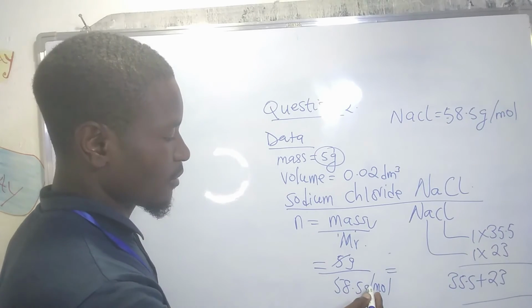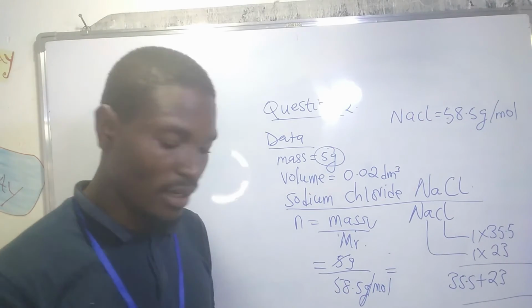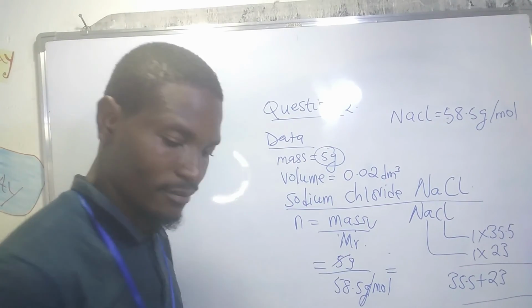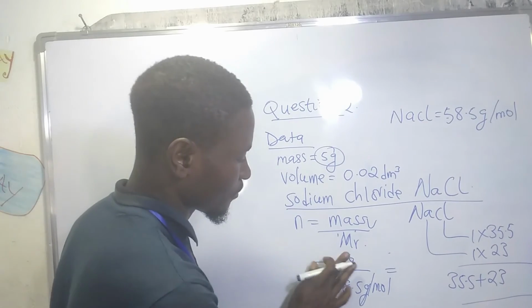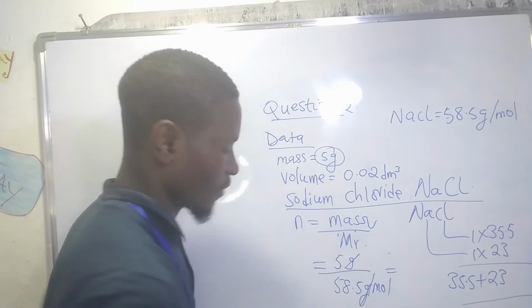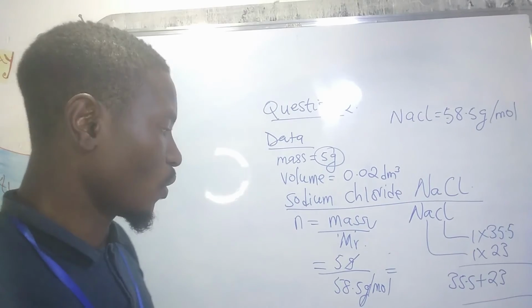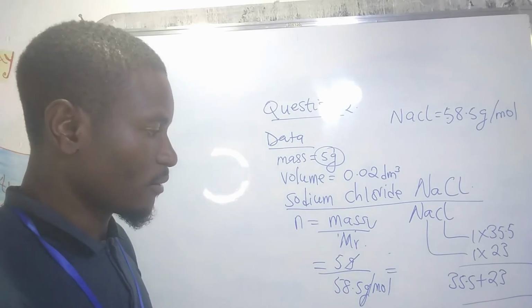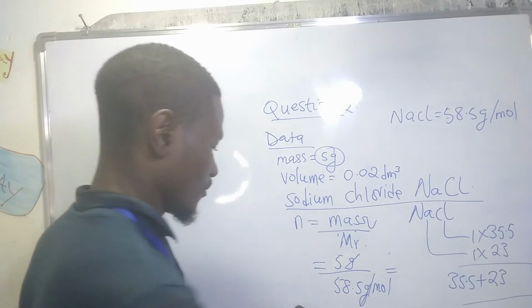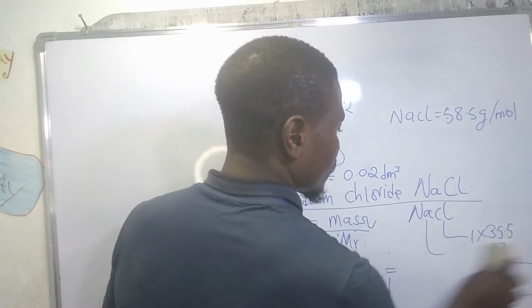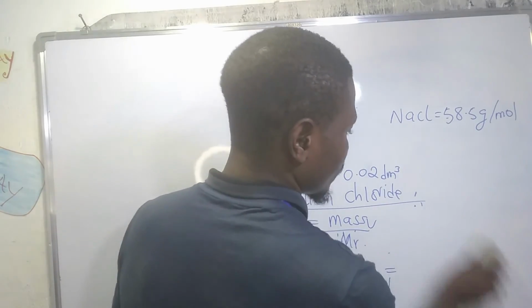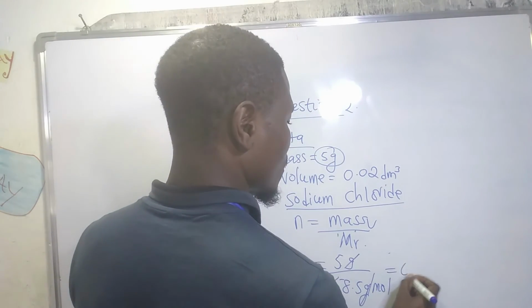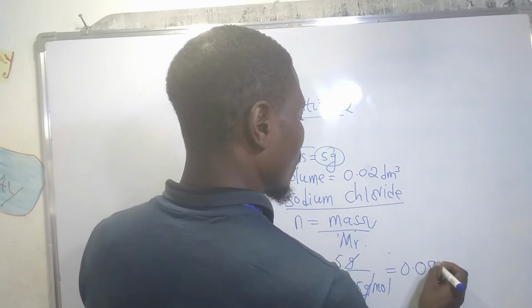So the mass will cancel, and we will remain with the moles. So 5 divided by 58.5, we are going to get 0.085.